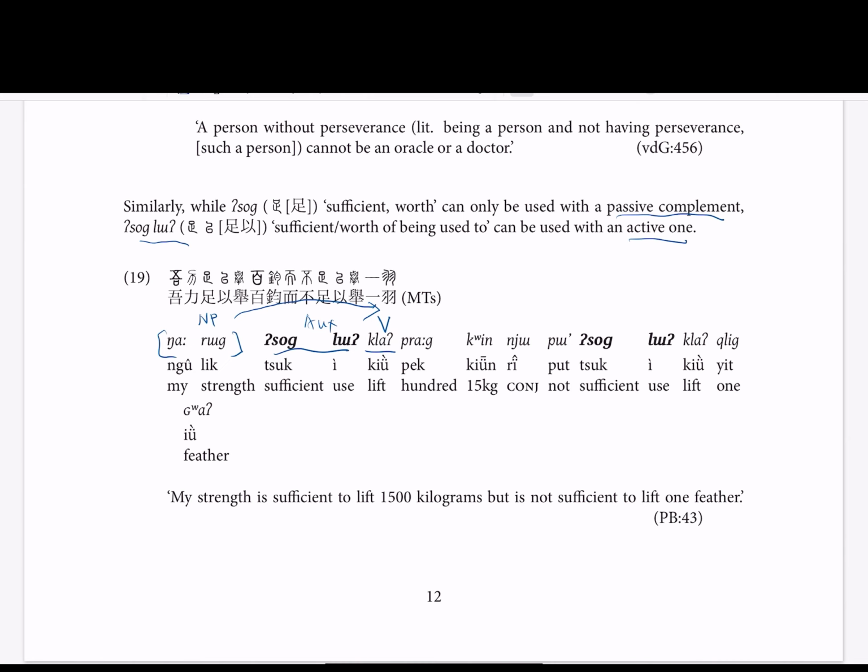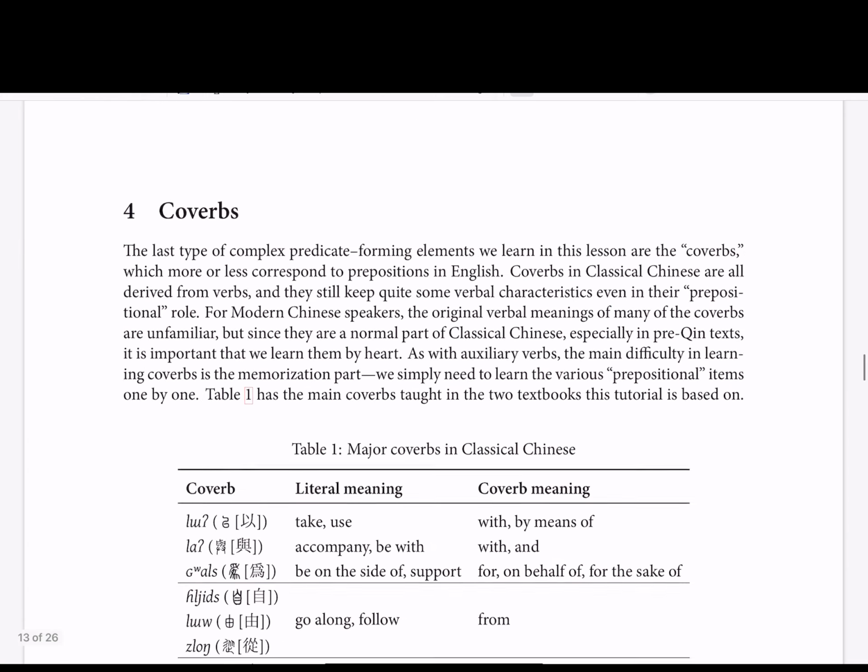So above, we have learned 4 typical tough adjectives in classical Chinese. They are kao, possible, sog, sufficient, nan, difficult, and legs, easy. Now let's move on to learn the coverbs.